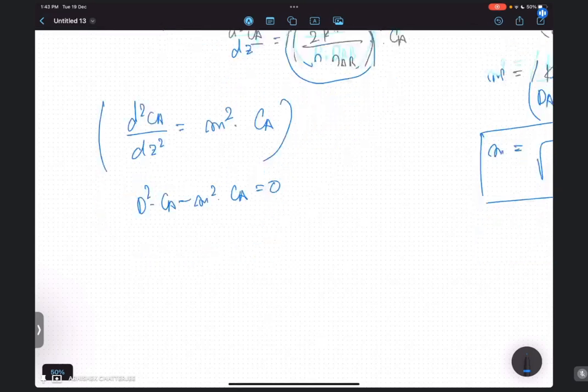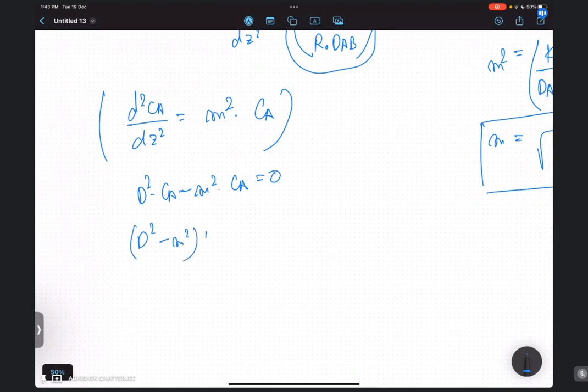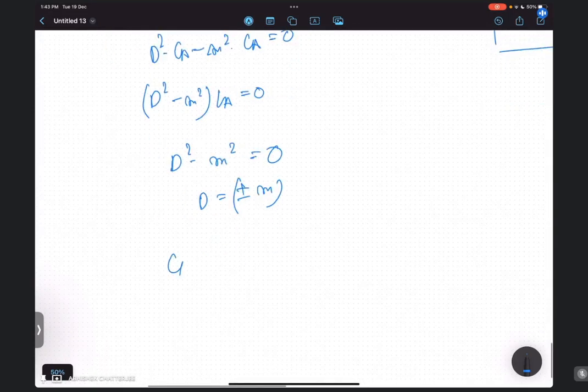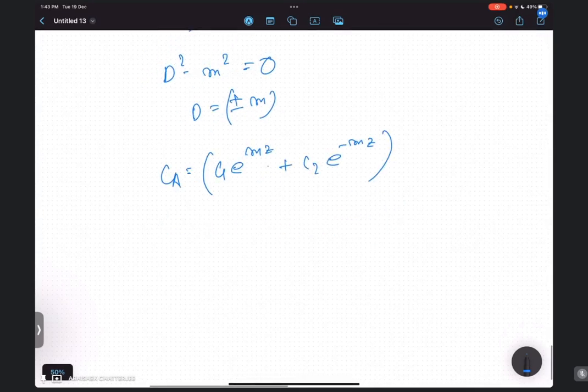From here you will just take your D square minus m square, just take your CA to be equals to 0. From here you will form your auxiliary equation, that is your D square minus m square equals to 0, and your D will be equals to plus minus m. Okay. So what will be your solution? Your CA will be equals to C1 e to the power mz. Your this variable is z only, no? And plus C2 e to the power minus mz. Okay. Like this you will be getting your CA.